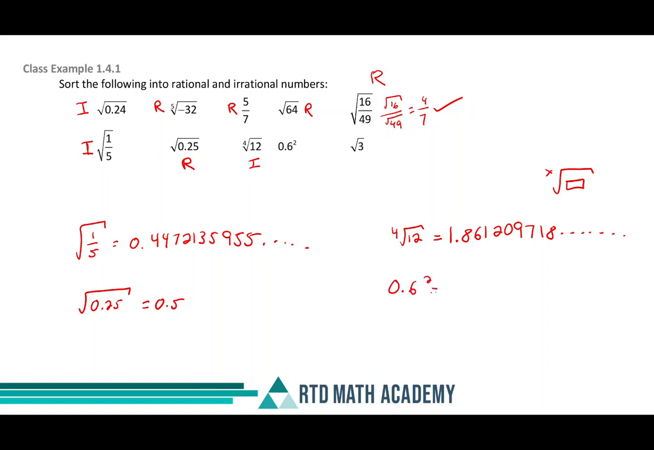0.6 squared is actually just 0.36, very similar to how 0.5 squared was 0.25, so that's okay. That's a terminating decimal, so that's rational. And if I put the square root of 3 into my calculator, we're going to see the square root of 3 quite often. I get 1.73205808. Again, this is going to keep going. I have a non-terminating, non-repeating number, therefore it is irrational.